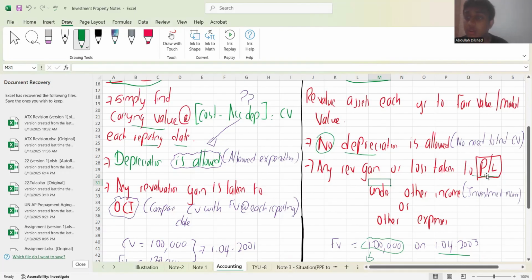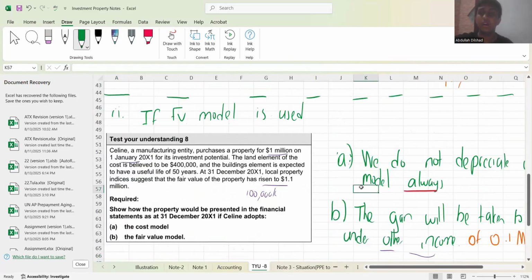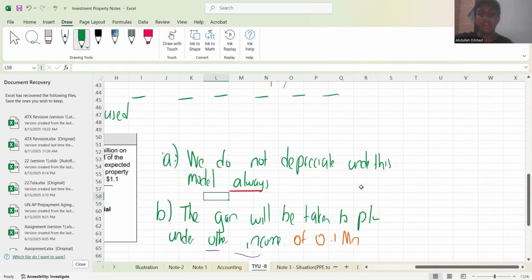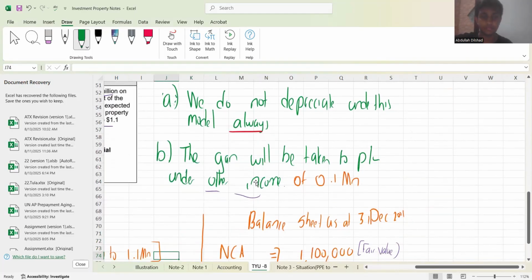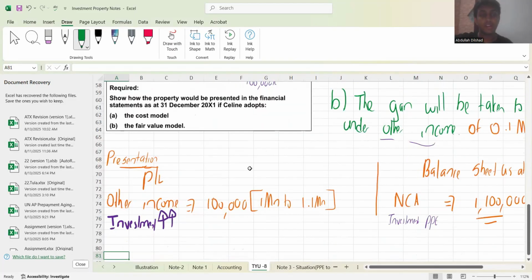Since it's a gain, a revaluation gain, you can show that 100,000 under your investment income. That is what we have done here as well. I have told you we do not depreciate under this model. Always, if it's a fair value model, we do not depreciate. The gain will be taken under other income. So this is how we present it. 100,000 was the gain. From 1 million, it jumped up to 1.1 million, so you show it under other income as investment income.